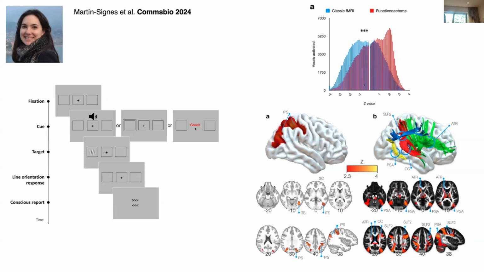Just in order to be sure to understand, what you call voxels activated, in the right parts, it's the number of voxels activated. But you include the voxels that are seen in the white matter. Yes.